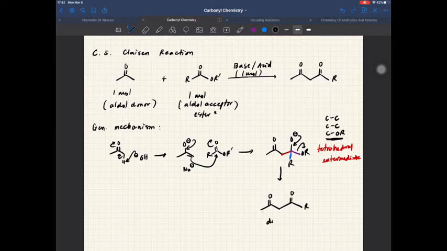So now the product is a diketone molecule. This is what we call diketone. It has two internal carbonyl groups.